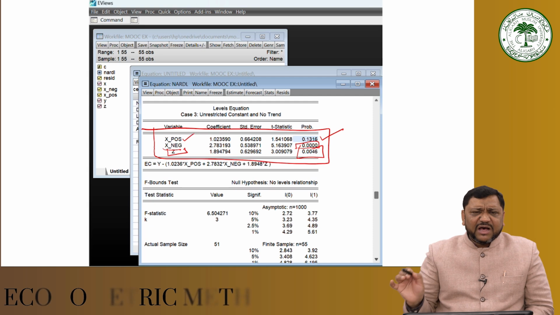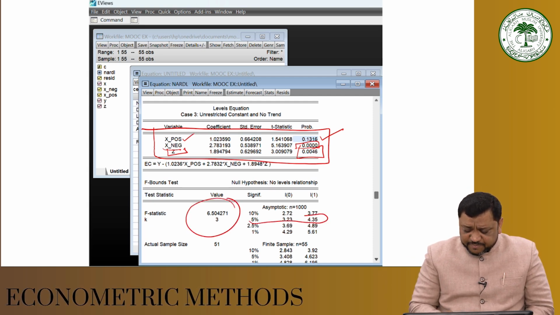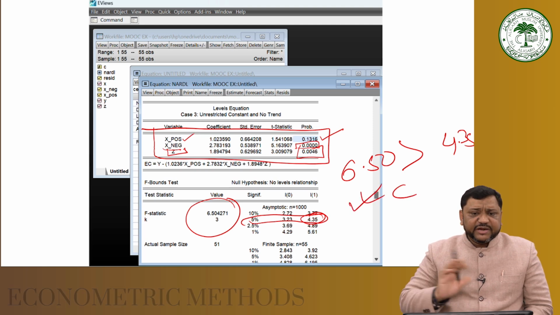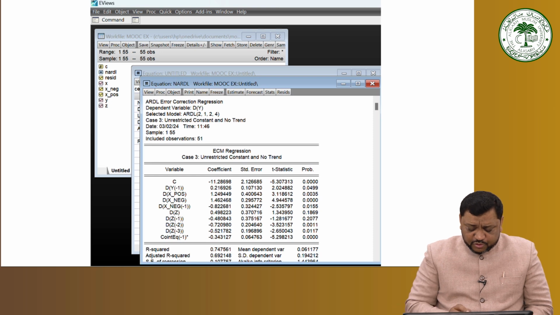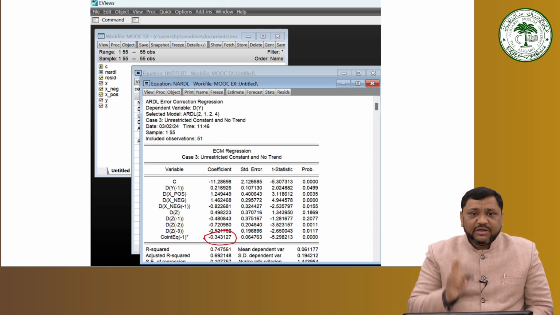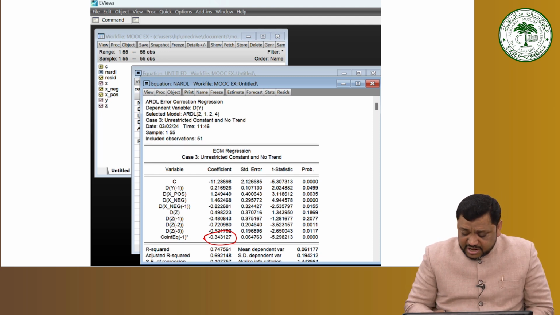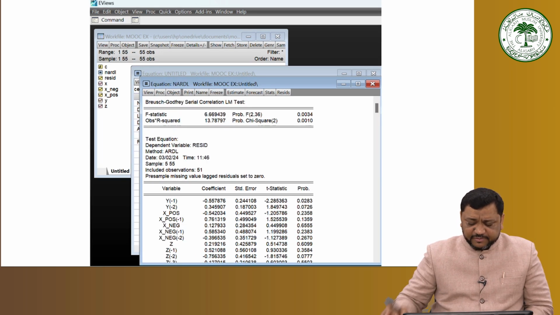Again, the other things are the same as in ARDL. You have your F statistics, you have a 5% upper bound of 4.35, your 6.50 is more than 4.35, so there is cointegration. Then we can also estimate the error correction model. The error correction term is negative, it is less than 1, and also it is significant. So the error correction model is fine.